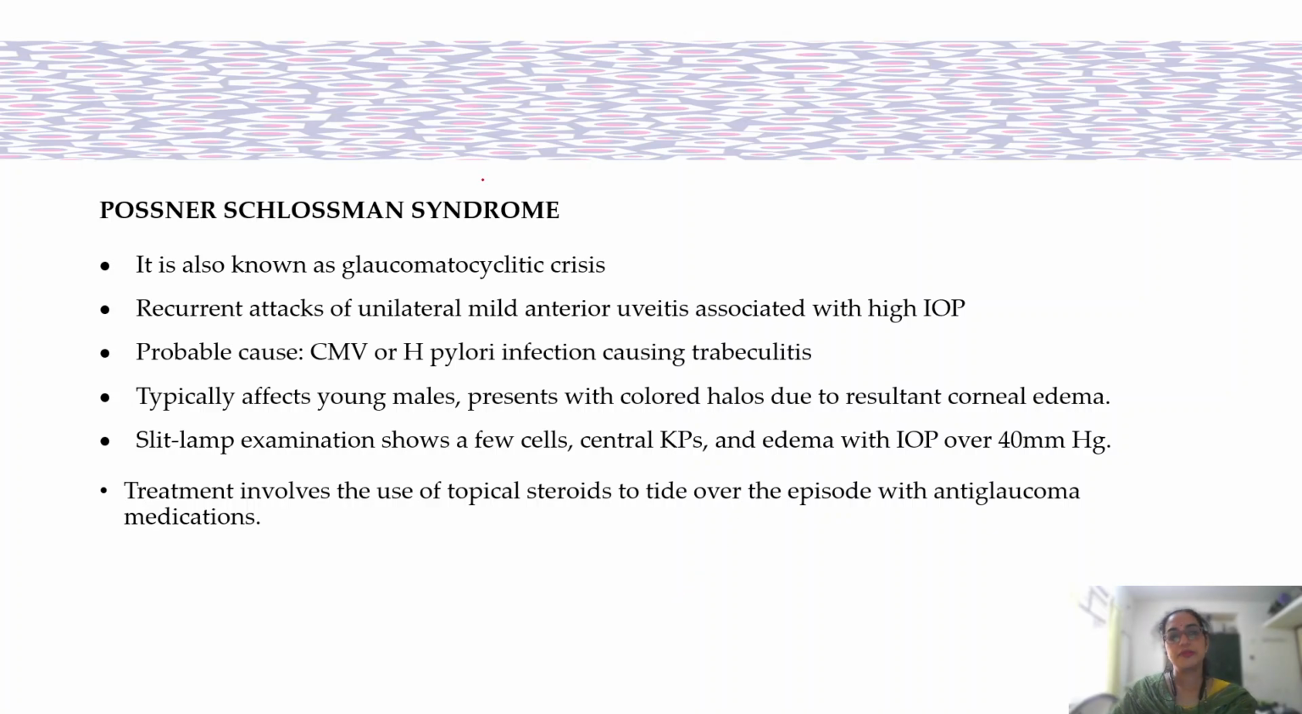Now coming to another peculiar form of anterior uveitis, Posner-Schlossman syndrome, also known as PSS or glaucomatocyclitic crisis. Okay, there is glaucoma and cyclitis both, and why do we call it crisis? Because there is a spike of IOP. There are recurrent attacks of unilateral eye pain, and there is mild anterior uveitis associated with very high IOP. So the IOP is usually low in anterior uveitis, but in this case there is high IOP. Probable cause: it may be rubella virus or CMV or H. pylori infection causing inflammation of the trabecular meshwork, also known as trabeculitis.